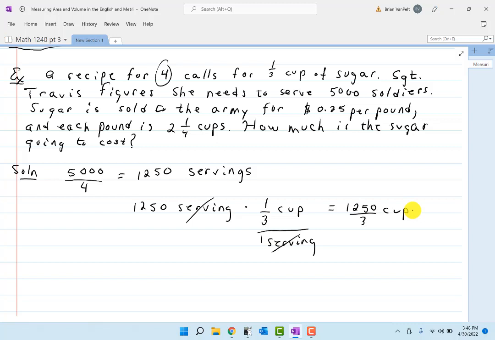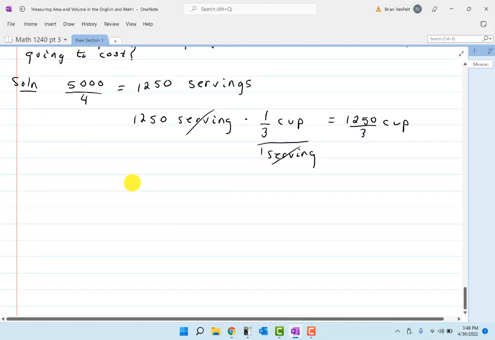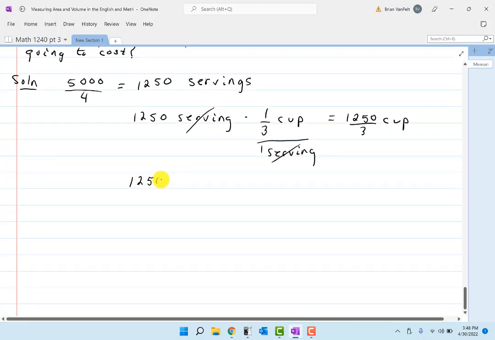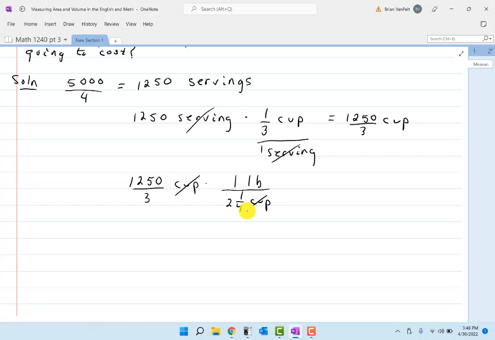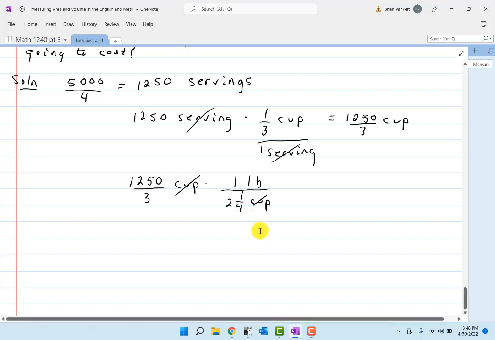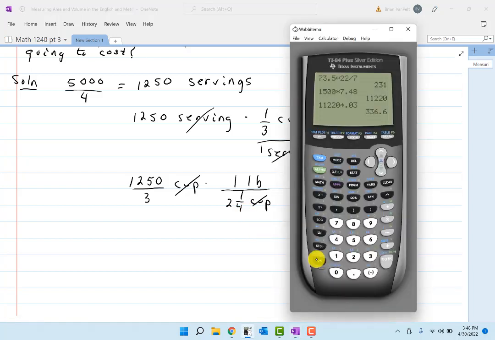Now she is charged by the pound, 25 cents per pound. So I've got to get to pounds somehow. So let me have my 1,250 divided by 3 cup. I know that 1 pound, so we use LB for pound, don't ask, is 2 1/4 cup. So I can wipe the cups out. Now this is a little bit complicated. I'm going to go ahead and get my number here because I really need to know the amount of pounds that I have.